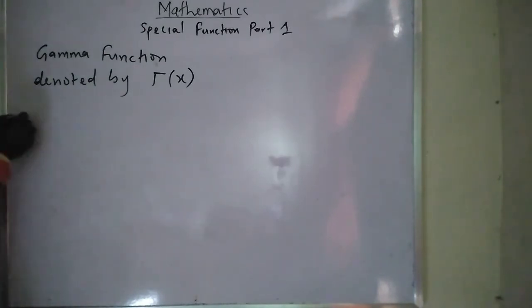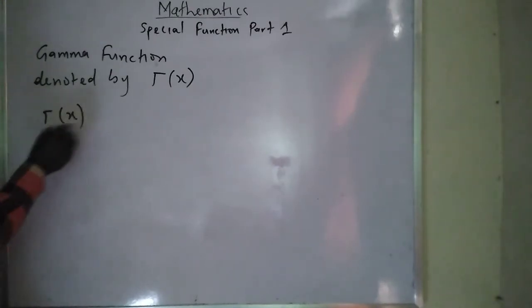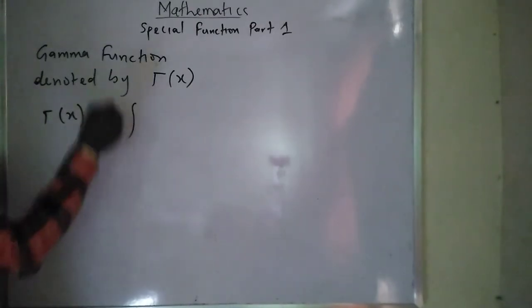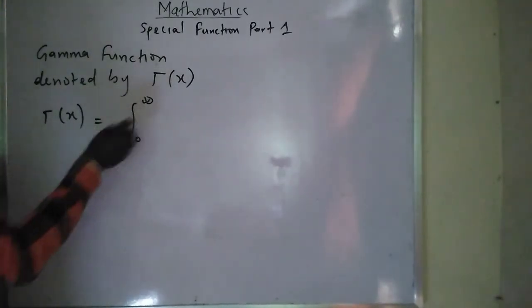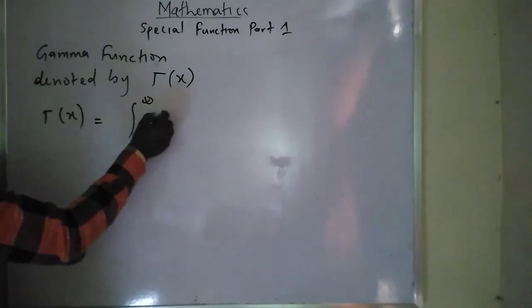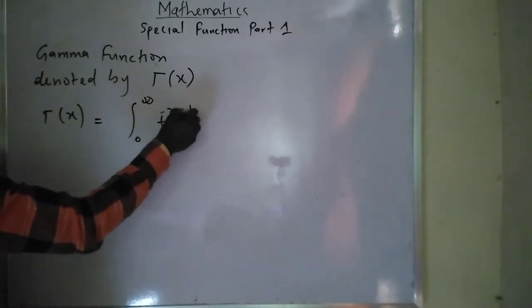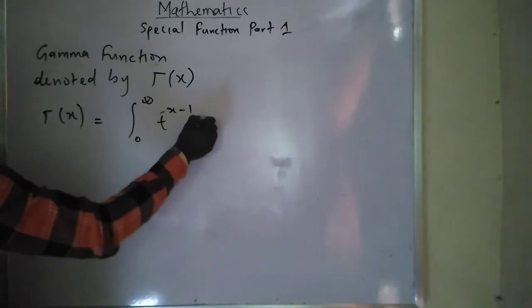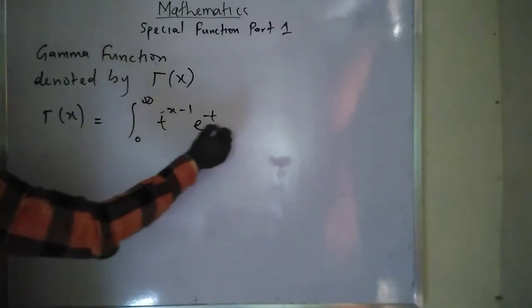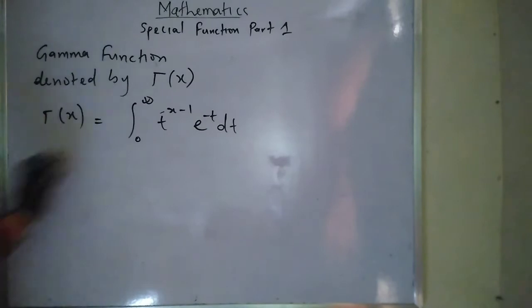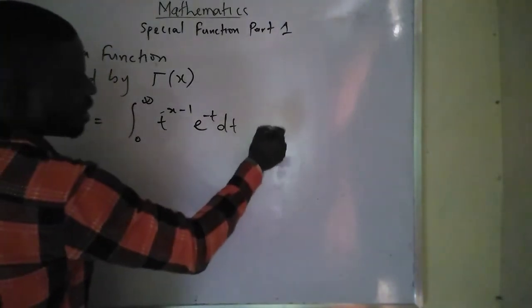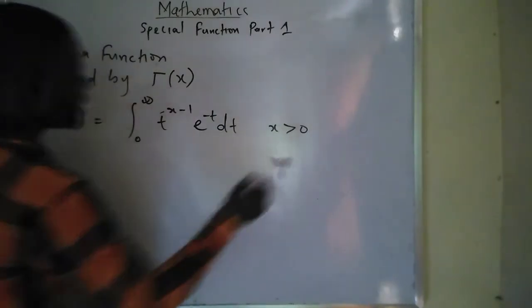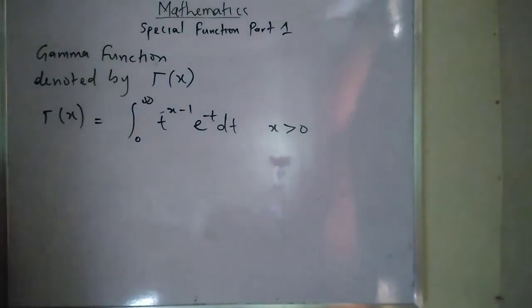Now, it is defined by gamma of x equals the integral running from 0 to infinity of t raised to power x minus 1 and e raised to power minus t dt. Now, this is a very good example of the gamma function, for all x must be greater than 0.